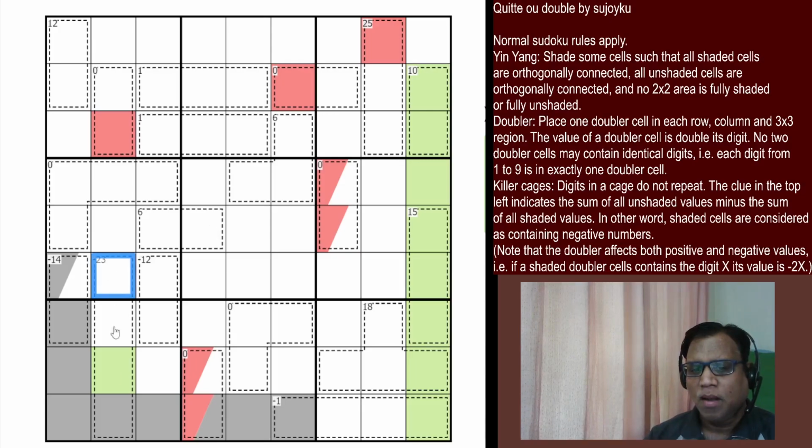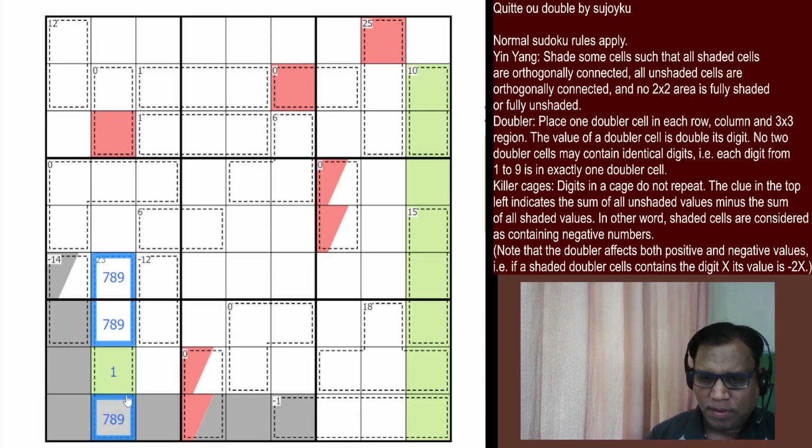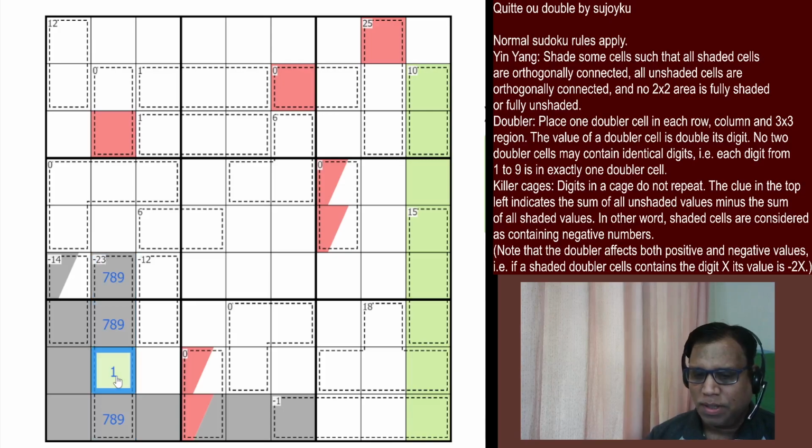Minus 23 is also interesting, because 23 is a very high value, and you have one positive, and there is no doubler involved here. So I think the only possible way is that this is 1 and the rest are 7, 8, 9, which are negative. That's the only possible value, because those are the maximum values. Negative 7, 8, 9 will give you minus 24, and positive 1 will give you 1. So together they will be minus 23. I think that's the only one.